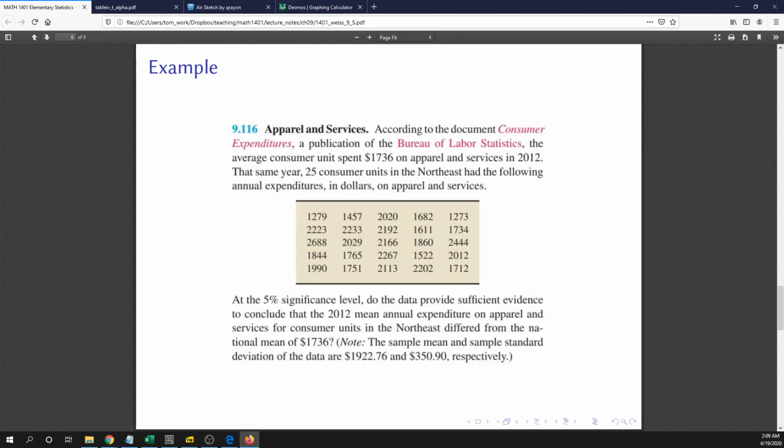So our very first thing that we need to do in the procedure for the one mean t test is to decide what the null hypothesis is going to be and what the alternative hypothesis is going to be. That's going to come from the statement of the problem. And remember, there are three types of alternative hypotheses that we talked about. If you start reading here, at the 5% significance level, do the data provide sufficient evidence to conclude that the 2012 mean annual expenditure on apparel and services for consumer units in the Northeast differed from the national mean of 1,736.